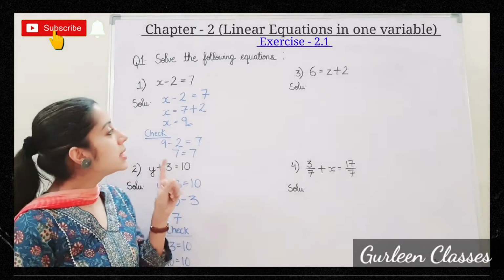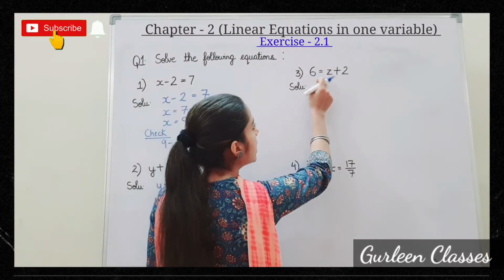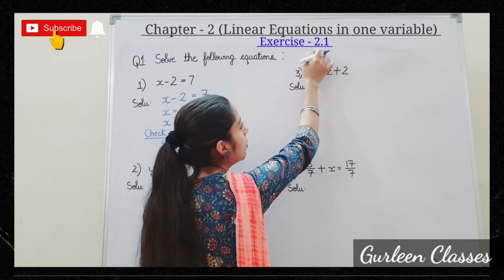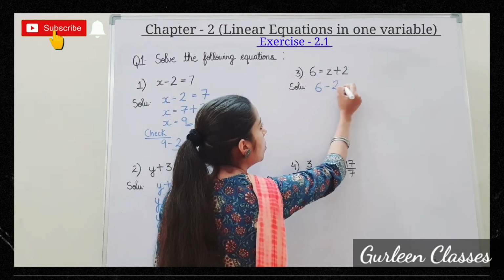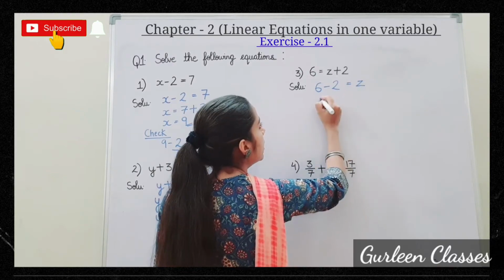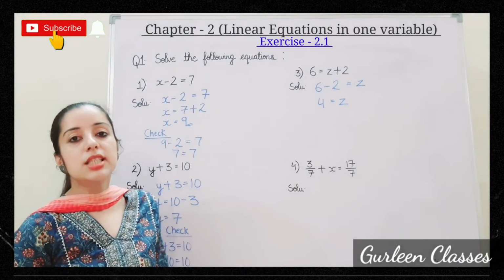Third part, 6 is equal to z plus 2. So here 6 constant is towards left side. We will transpose 2. 6 minus 2 is equal to z. 4 is equal to z. Value of z is 4.